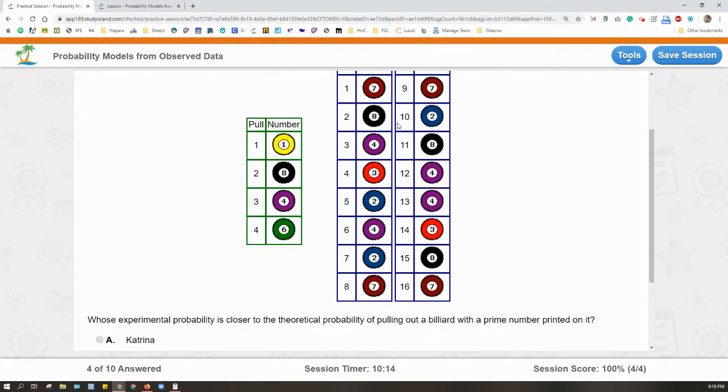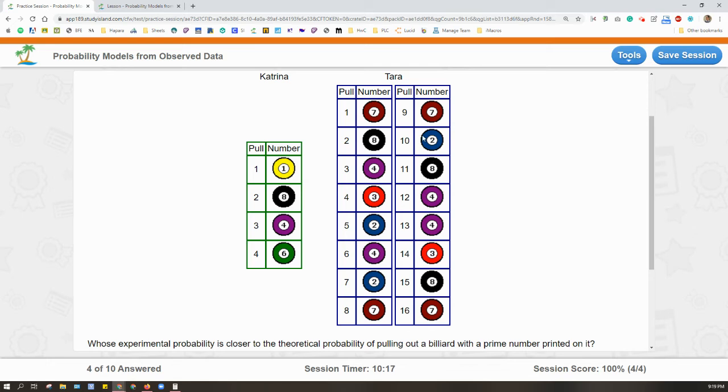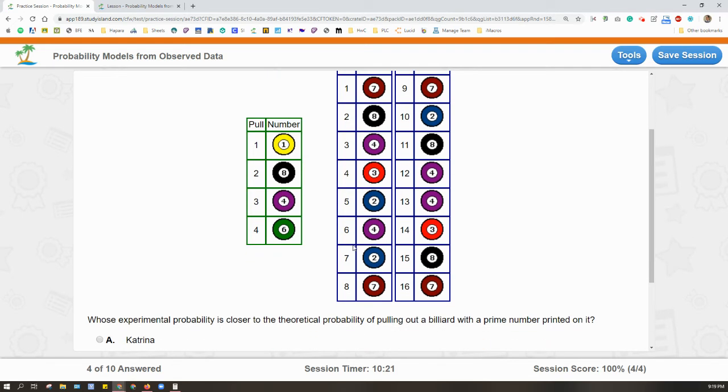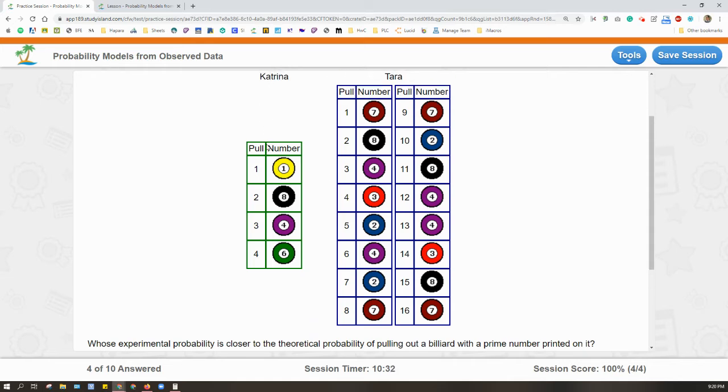Now, Tara over here seemed to do the experiment way more times. She did it 16 times, and she got those results that you can see there. So whose experimental probability is closer to the theoretical probability of pulling out a billiard ball with a prime number on it? So how many prime numbers did Katrina get? 1 does not count as a prime number. 1 is not a prime number. Neither is 8, neither is 4, neither is 6. So if we were using Katrina's experiment, we would get a probability of 0 because she didn't get any prime numbers. So automatically, Tara is going to be the answer here.